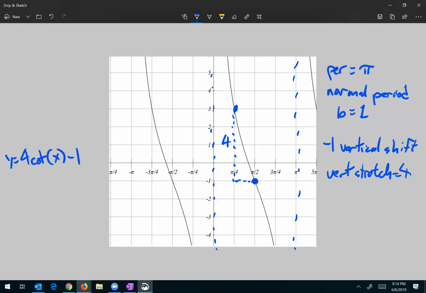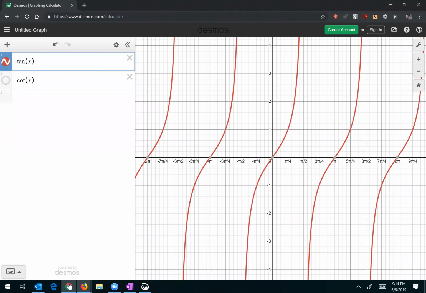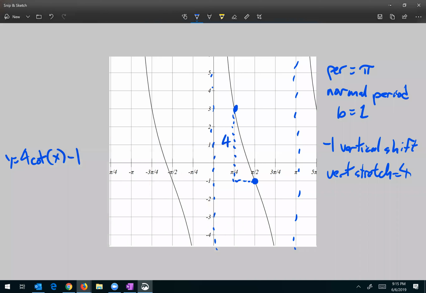Now, the number one thing that I would say here is what makes this way, way, way easier is if you make yourself really, really familiar with the basic graphs. So if you know this cotangent graph really well, that's going to help you. And if you know the tangent graph really well, that's going to help you. If you don't know those graphs, it's pretty much impossible to do these graphs.